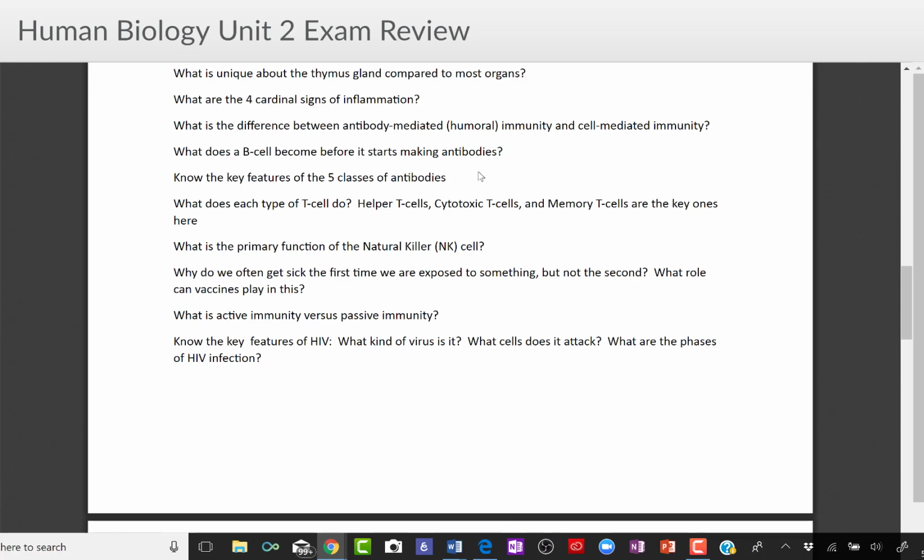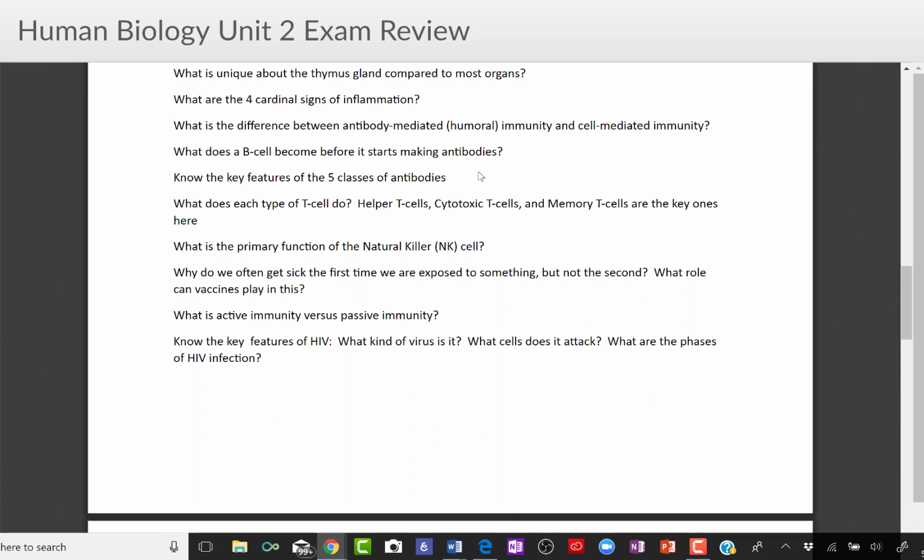Cytotoxic T cells, those are your soldiers. They're the ones actually directly attacking pathogens. Memory T cells, whenever you see the word memory in response to your immune system, that's how your immune system remembers things. That's how you develop immunity. If you didn't have memory cells, we would never have immunity. Every time we're exposed to measles or the flu or anything, we would get it. We wouldn't develop that memory. So those are the key ones.